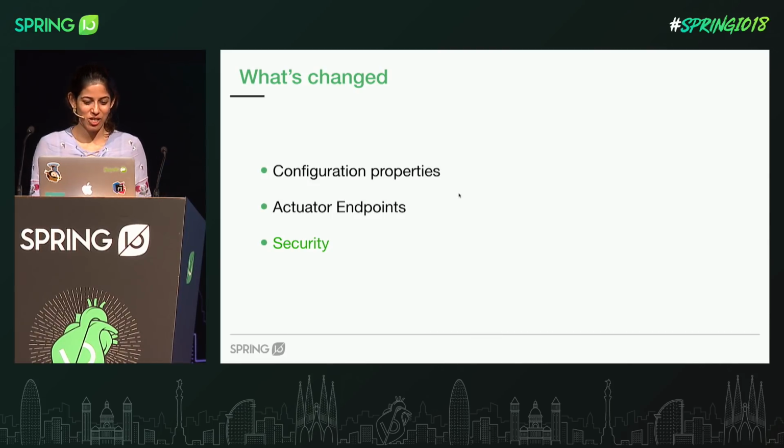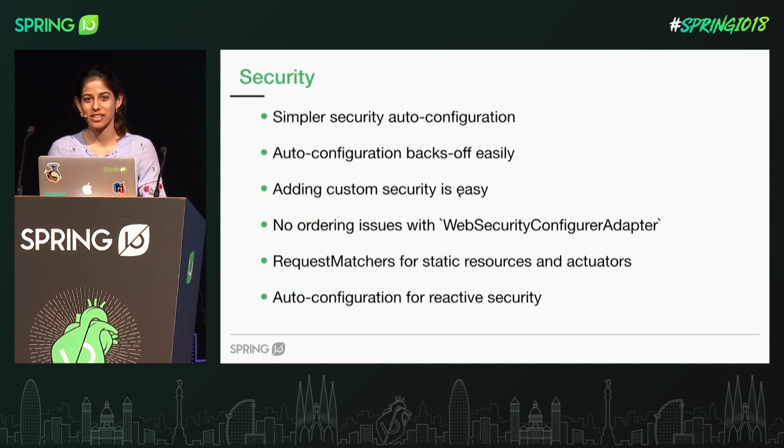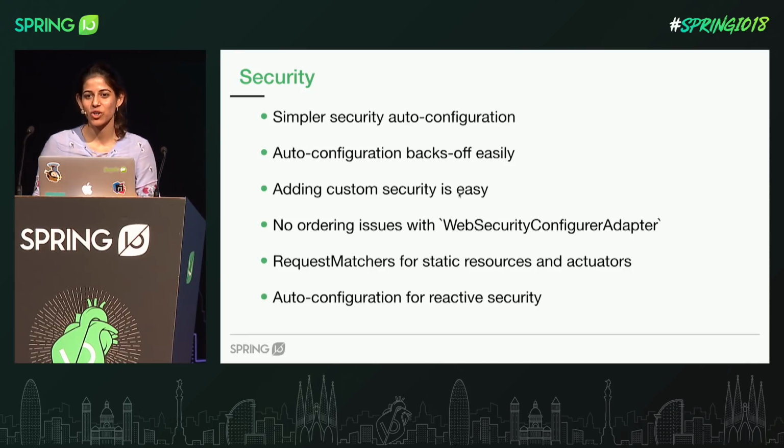Right, so security. Security was also changed pretty drastically in 2.0. And the problem with the 1.x security was that we did a lot out of the box. So if you had Spring Security on your classpath, Spring Boot would provide auto-configuration for the application. And by auto-configuration, I mean we would add a WebSecurityConfigurerAdapter. If you had the actuator dependency on your classpath, we'd provide an additional WebSecurityConfigurerAdapter.